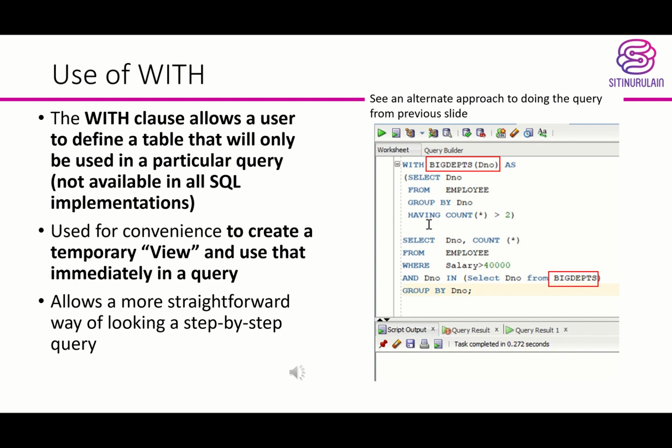The with clause allows a user to define a table that will only be used in a particular query. It is not available in all SQL implementations. It is used for convenience to create a temporary view and use that immediately in a query. It allows a more straightforward, step-by-step way of looking at a query.